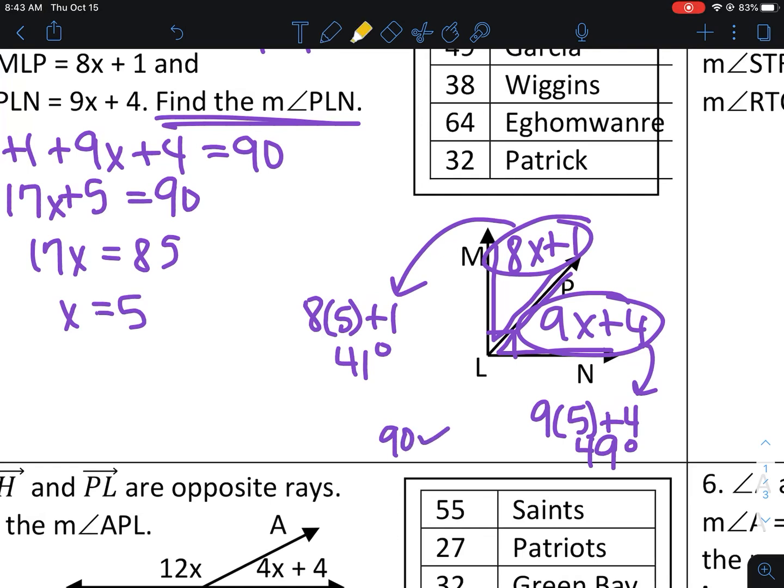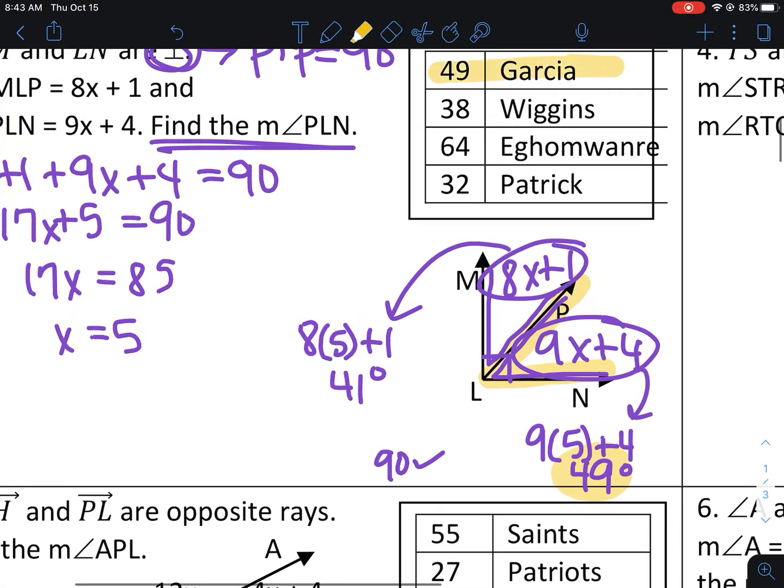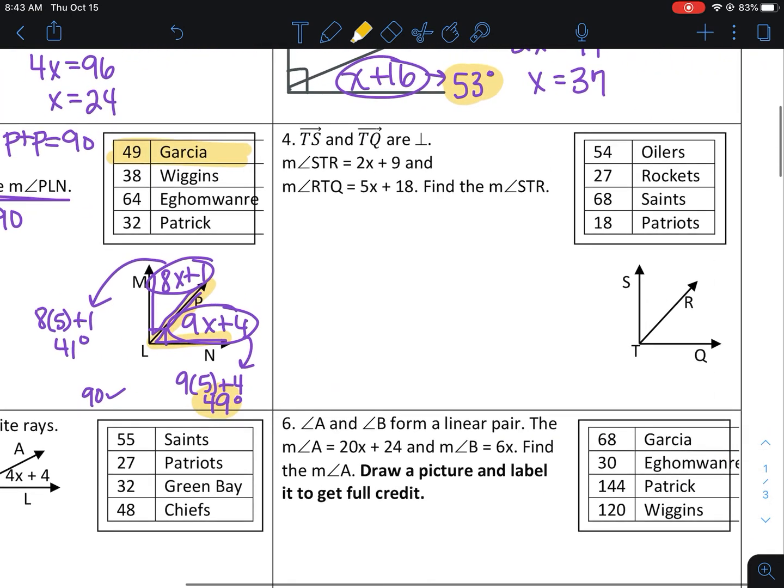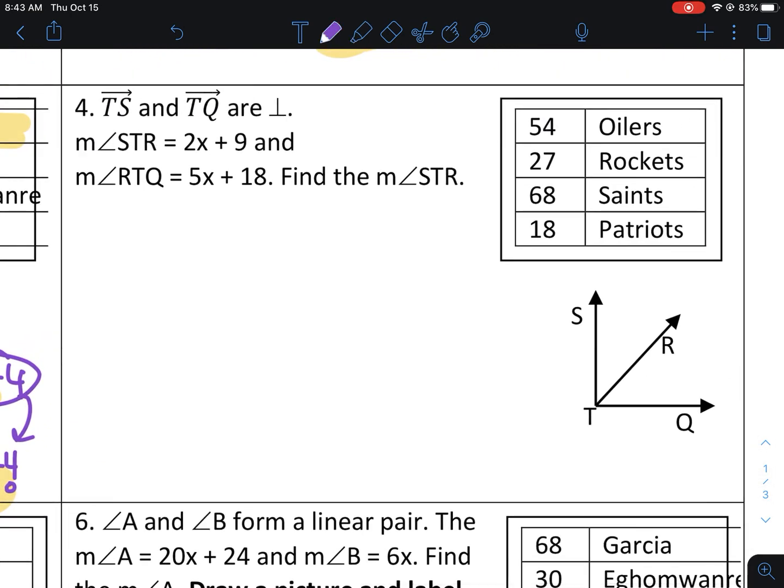All right, so we want PLN, so this is the one that we want. All right, so that's the answer, 49. Number 4. TS and TQ are perpendicular, so again, that means part plus part equals 90. And then they already drew the picture, so I'm just going to put the little square in the corner.